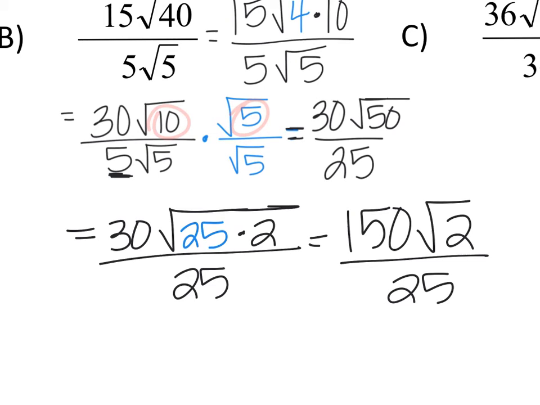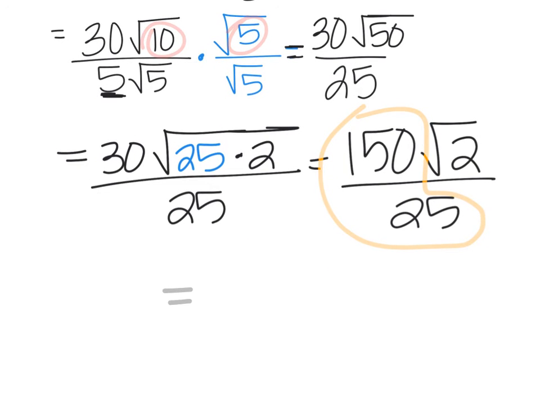So now we're going to see if I can simplify that 150 and that 25. 150 divided by 25 gives me 6. So I end up with 6 square root 2.